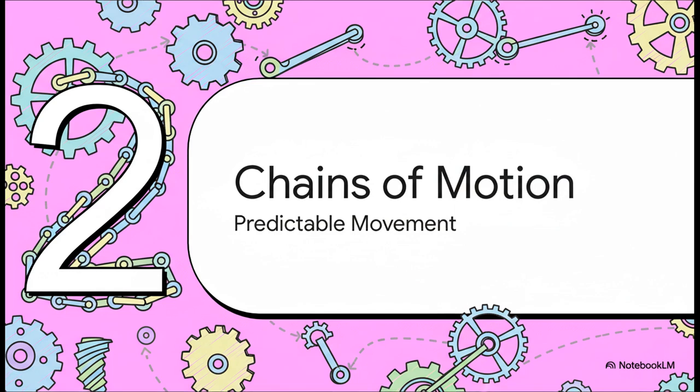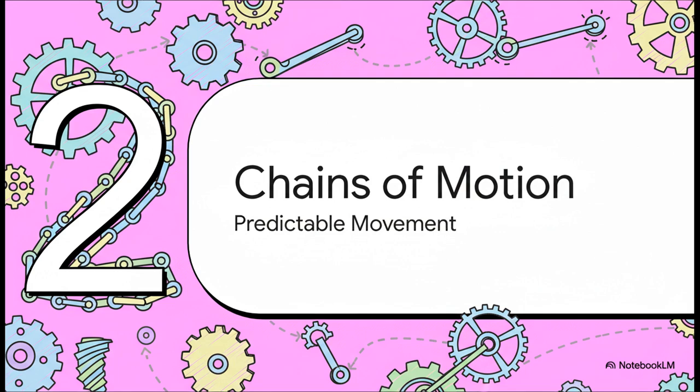So now we have our building blocks, our links and pairs. But a pile of Legos is just a pile of plastic. It's not a spaceship yet. That brings us to section 2, chains of motion. This is where we see how these simple parts come together to create the predictable, useful movement that makes a machine, well, a machine.